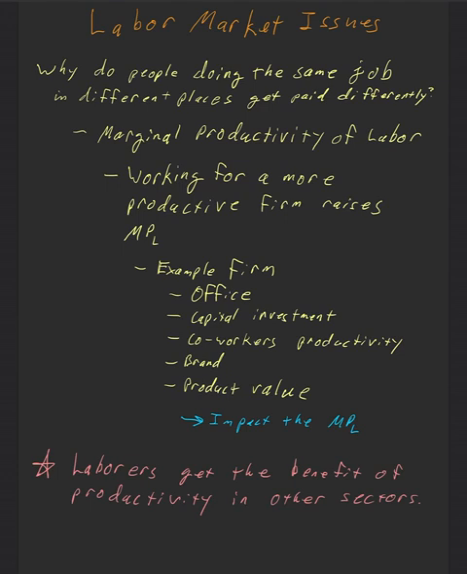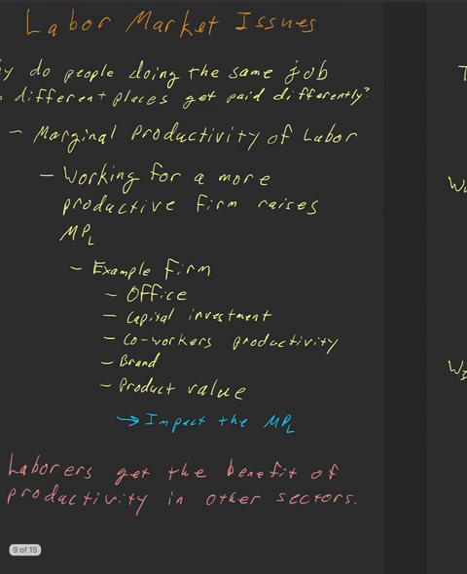So the takeaway here is that laborers get the benefit of productivity in other sectors. It's very important to grasp this idea that the labor and the wage that they're getting paid, remember we've said this before, right? We've just proven the labor theory of value, right? It's about the marginal productivity of that labor. And what this means is working the same job in a very productive sector is a different thing than working the same job in a very unproductive sector.